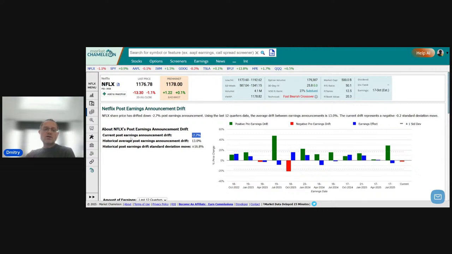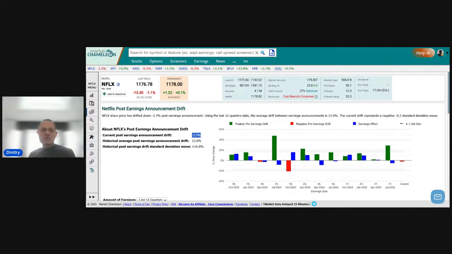So far, Netflix, after it reported its last earnings, has drifted down 2.7%. Keep in mind, this doesn't include the actual earnings moves. We take that out and see what happens after. So far, Netflix is down 2.7% from its last earnings.